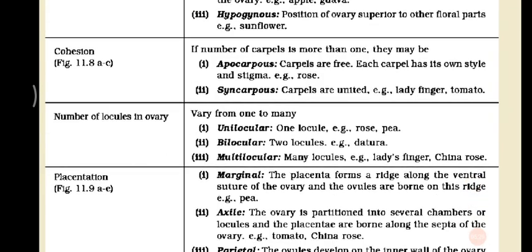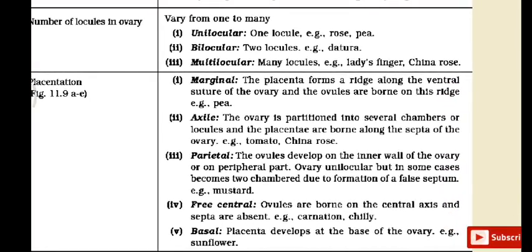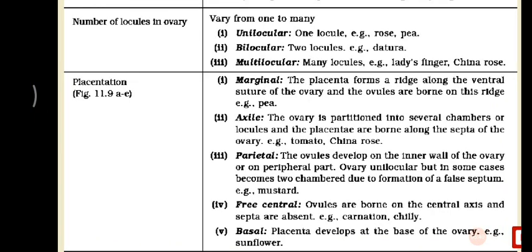Then we come to placentation. When I say placentation, I already know the ovules are attached to the wall of the ovary with the help of a cushion-like structure called a placenta. Remember, the mode of arrangement of ovules inside the ovary is called placentation. If it is on the margin, then it's called marginal.